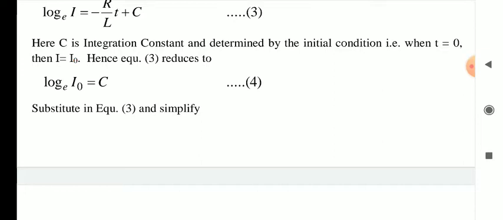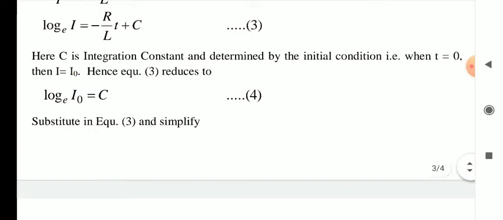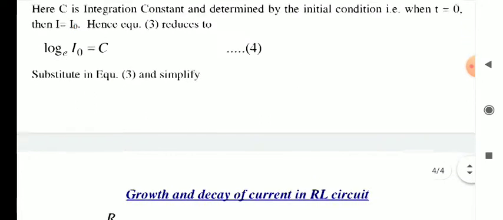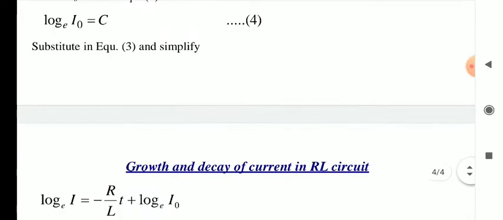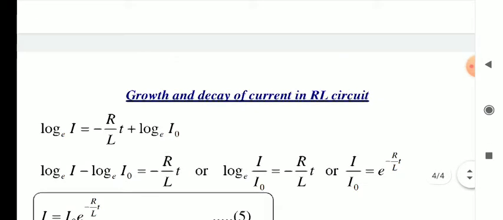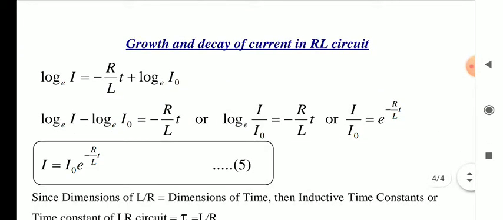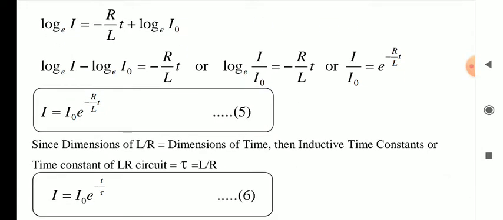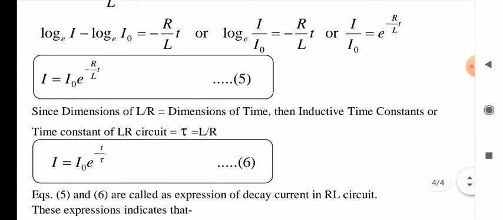Hence equation number 3 reduces to C is equal to log I naught to the base e. Substitute this value of C from equation number 4 in equation number 3, so that we get that equation, and on simplifying, we get I is equal to I naught e raised to minus R by L into t.